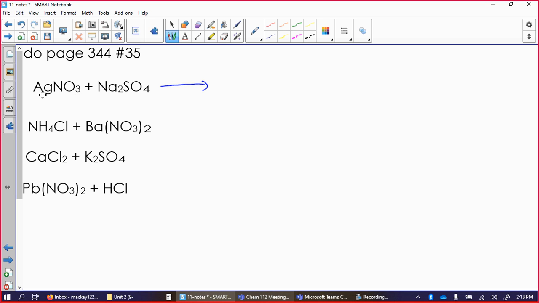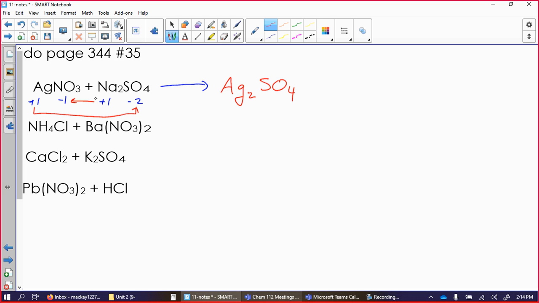If these are aqueous, well, silver is a +1 ion. Nitrate is a -1 ion. Sodium is +1. There's 2 of them. That's -2. So these 4 are all double replacements. So I take the positive part here and go with the negative part there. So +1 and -2. I need 2 +1s. And those two, well, +1 and -1.